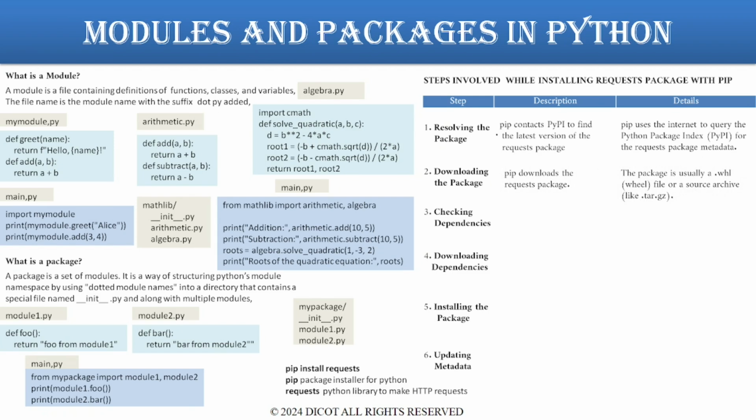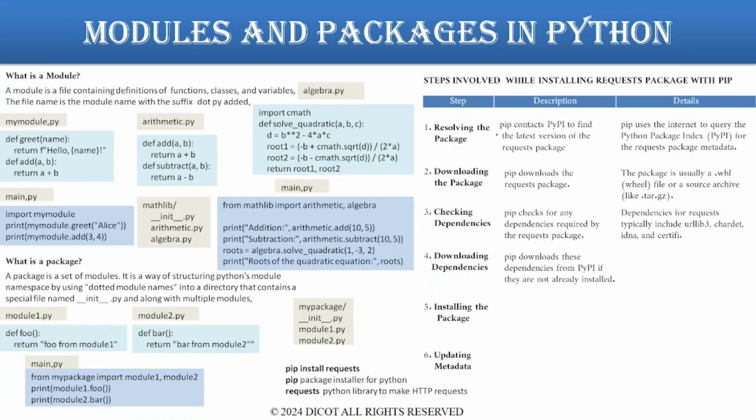Checking dependencies: pip checks for any dependencies required by the requests package. Dependencies for requests typically include urllib3, chardet, etc. Downloading dependencies: pip downloads these dependencies from the Python Package Index if they are not already installed. Each dependency package is downloaded in a similar manner to the main requests package.